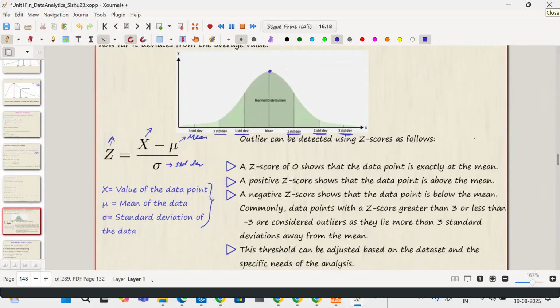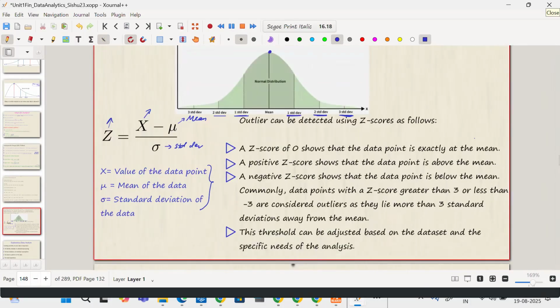If you have a Z score of 0, what does it mean? It means x minus mu divided by sigma is 0, which means x equals mu. It is indirectly showing that the data point is exactly at the mean, which you can verify with the calculations. If your Z score is 0, your data point is exactly at the mean, so it is not further away from the mean. Therefore it is 0.